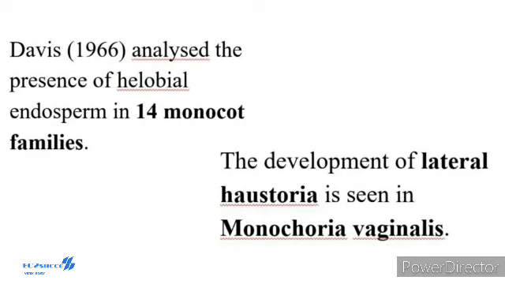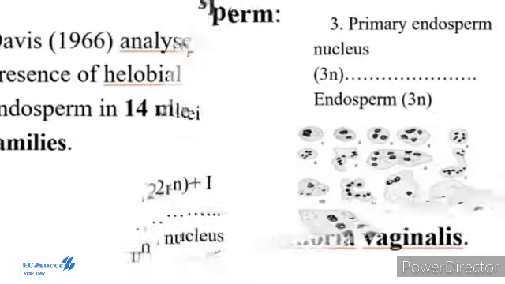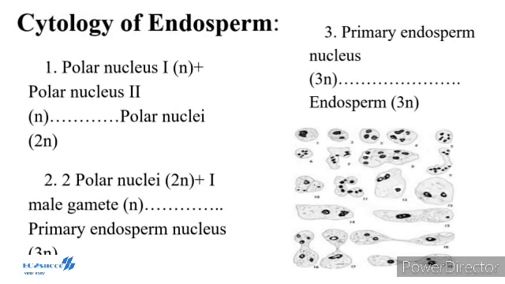Davis in 1966 analyzed the presence of helobial endosperm in 14 monocot families. The development of helobial endosperm is intermediate between nuclear and cellular type. During development, the primary endosperm nucleus moves to the chalazal end of the embryo sac and divides into two nuclei, followed by wall formation. As a result, two unequal chambers are formed, namely a large micropylar chamber and a small chalazal chamber. In the micropylar cell, the nucleus undergoes free nuclear division and becomes coenocytic and free nuclear. The cell wall formation occurs in the micropylar chamber at a later stage to form the endosperm tissue.